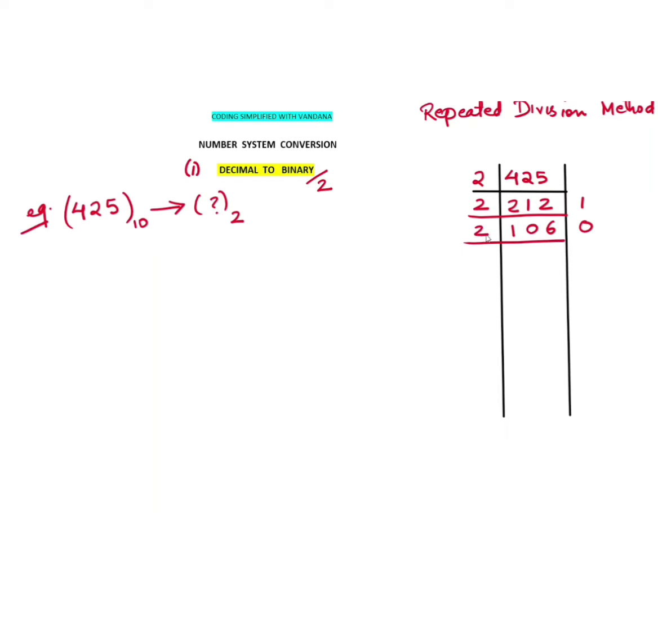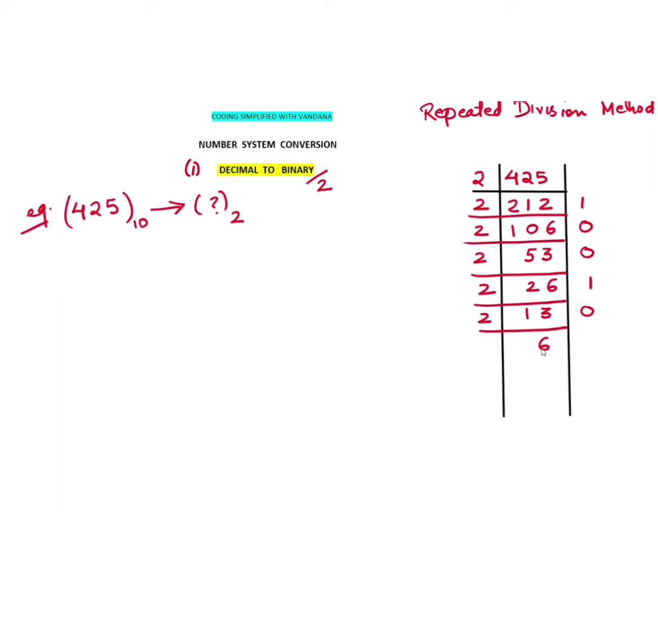Then we'll proceed further, again by 2. This will be 53. Again a remainder 0. Next is 2 with 1 carry over here. This will become 26 and 1 as the remainder. Again it will continue, 13 with 0 as the remainder.